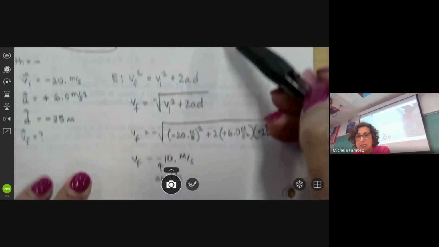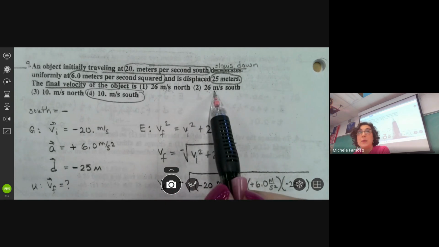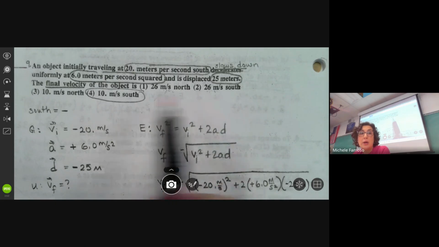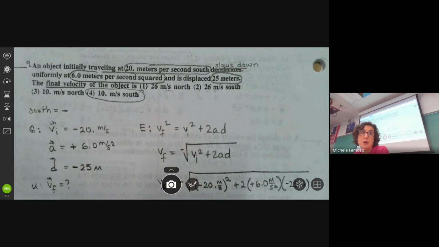Now, understanding that it says slows down should have helped you eliminate 1 and 2. Because what would those have been? Are those slowing down? No, those were speeding up. So it had to be either 3 or 4. And that's why we get 4. Because when you slow down as you're traveling south, you're still going south.